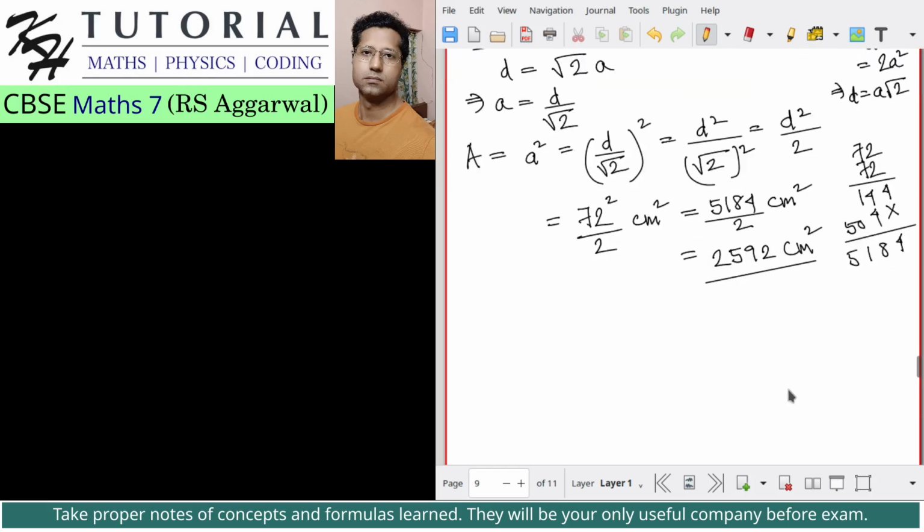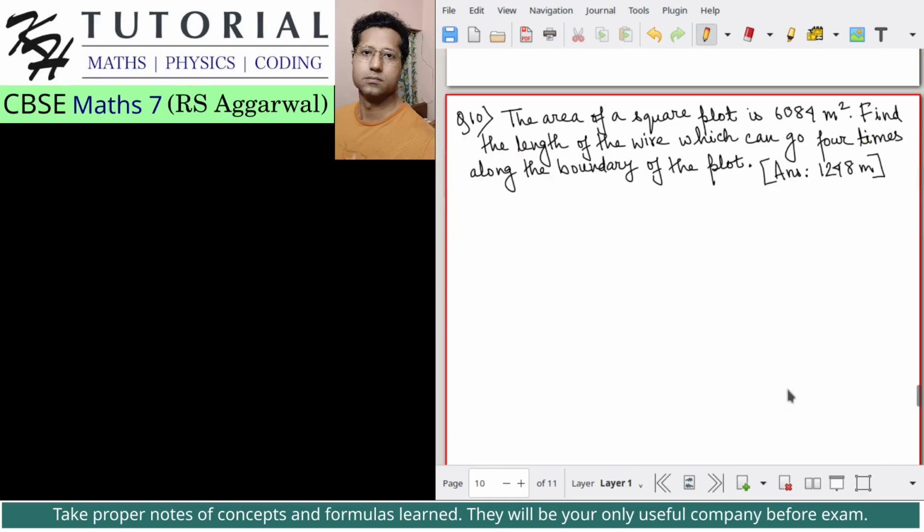Okay, let's do the next problem. Question number 10. The area of a square plot is 6084 meters square. Find the length of the wire which can go 4 times along the boundary of the plot. Now, the boundary of a square plot will be the perimeter of the square. So if we need to go 4 times the boundary, first of all, let's find the side of the square, because from the area we can easily find the length of the side of the square.